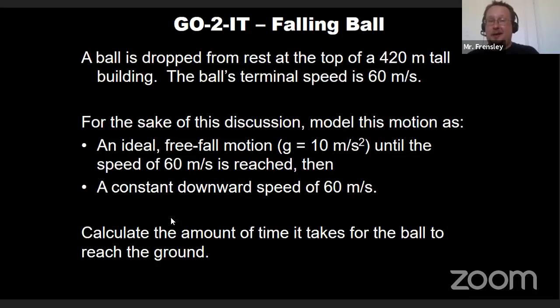Now remember, you probably need a pencil and a piece of paper and maybe a calculator. You can use a calculator on your phone, but please use g equals 10 and assume that we have that acceleration until 60 meters per second is reached, then a constant downward speed. Here's 3 minutes to calculate it out. On your mark, get set, go.